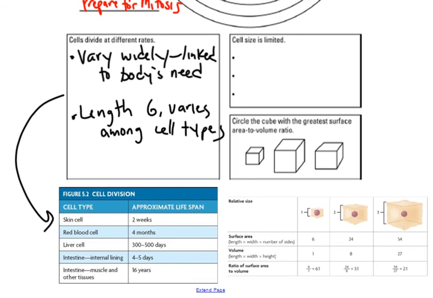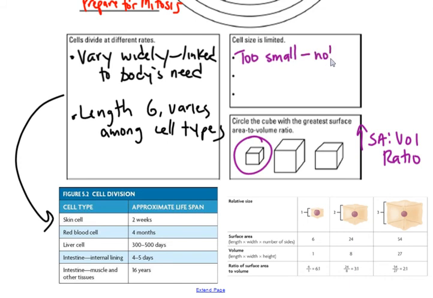Now, cell size. We've talked about, remember, that surface area to volume ratio. We want it to be high. So we want more surface than space inside. So that smaller cube is the bread and butter here. So what happens if it's not a high ratio? Well, if it's too small, then there's not enough space. Remember, we are making two times the amount of everything. So you need space to hold all that in.